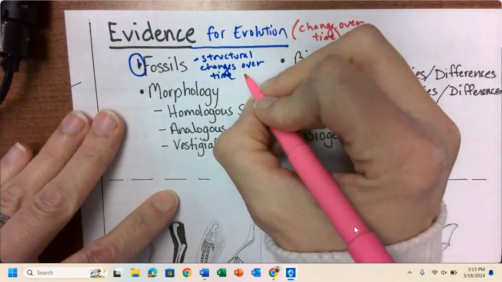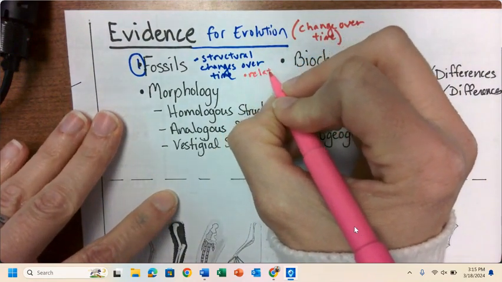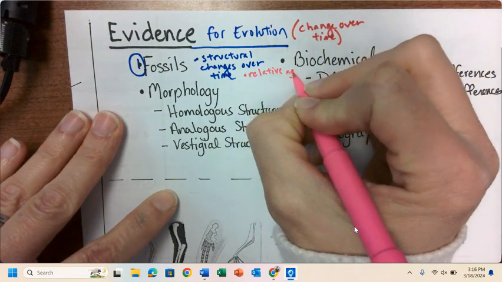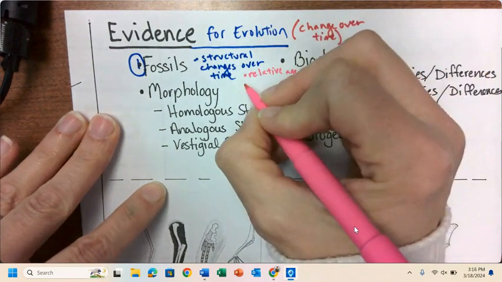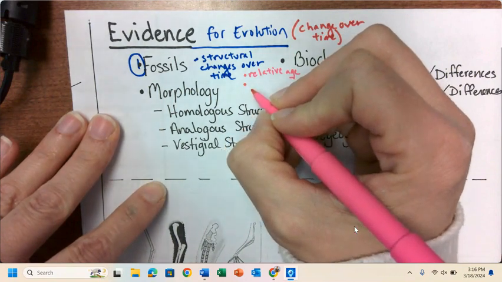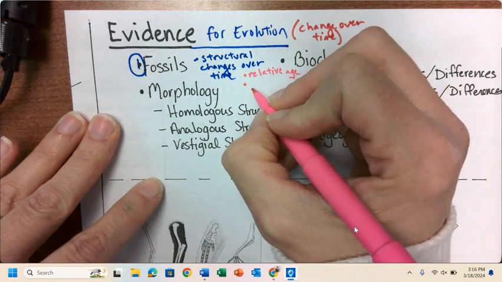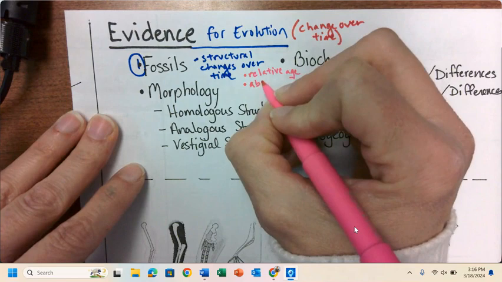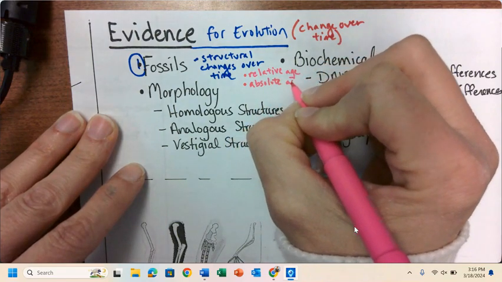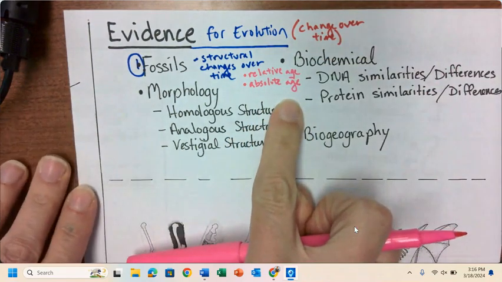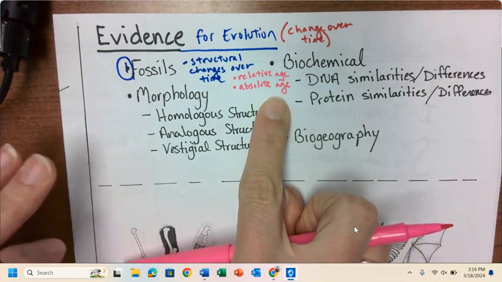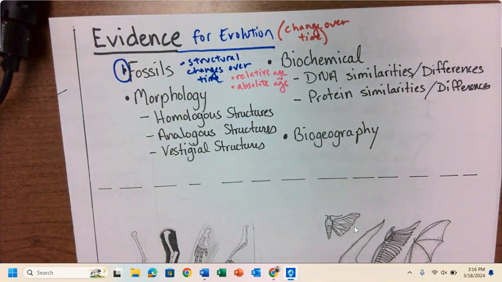One is using their relative age, or where they fit in the fossil record, like in the layers of rocks. You can also date them using radioactive carbon, or rocks using radioactive potassium, and look for their absolute age based on half-life. So fossils provide excellent evidence for evolution, although of course there are some gaps in the fossil record, fossils we haven't found yet, things like that.